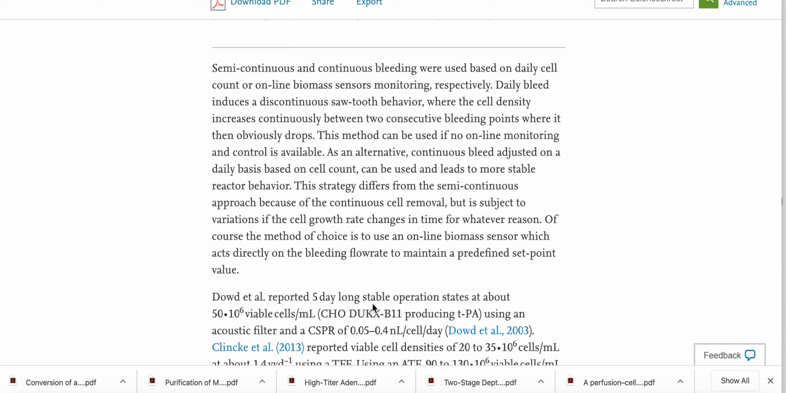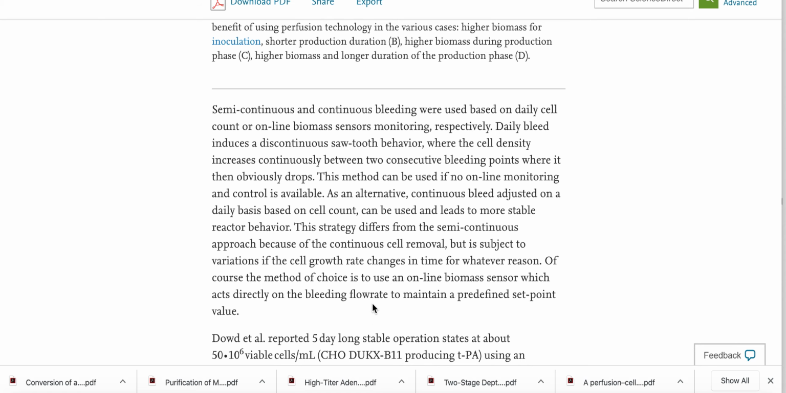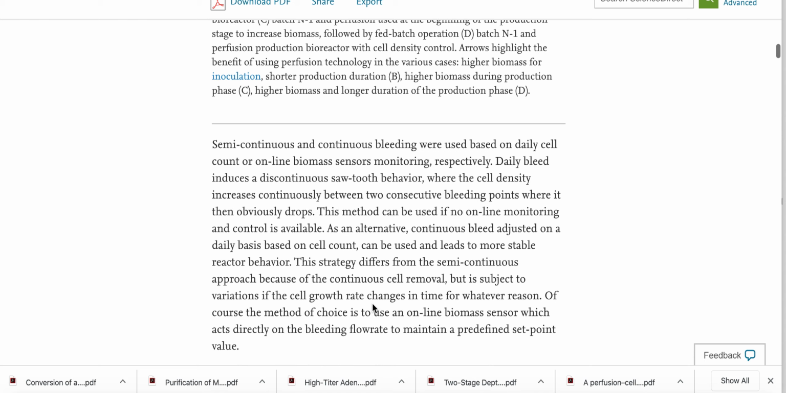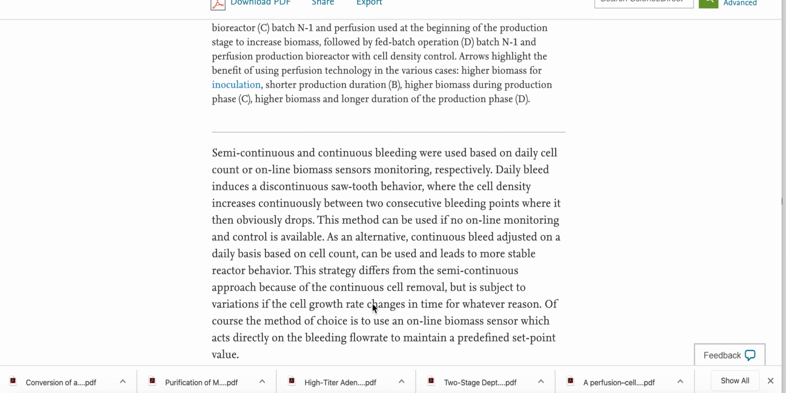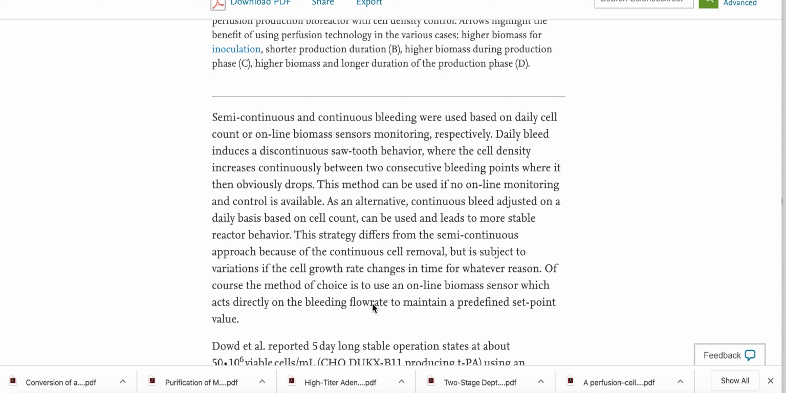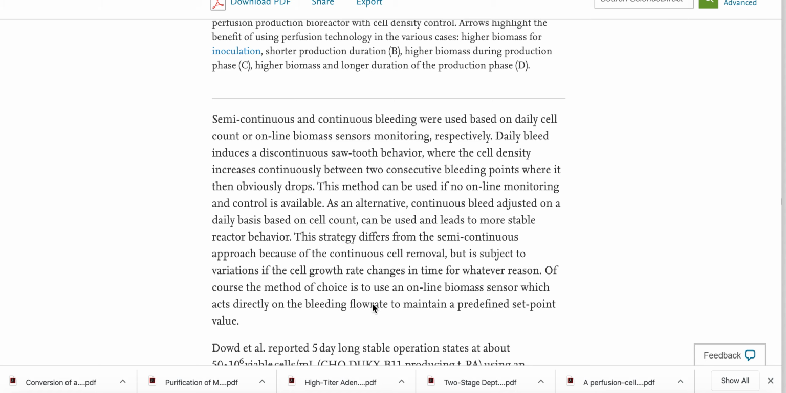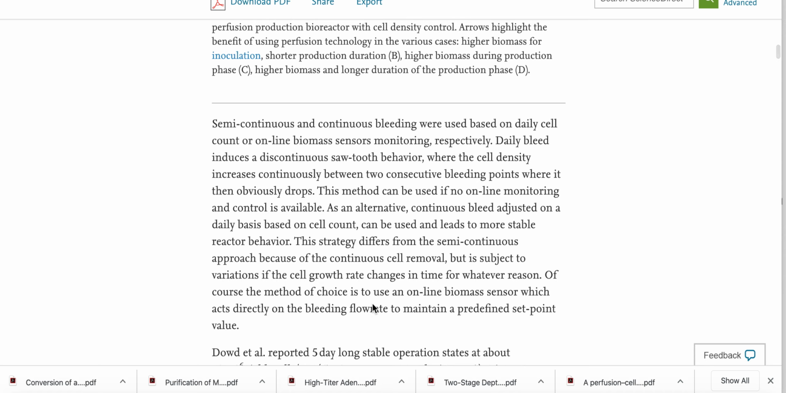Semi-continuous and continuous bleeding were used based on daily cell count or online biomass sensor monitoring, respectively. A daily bleed induces a discontinuous sawtooth behavior where the cell density increases continuously between two consecutive bleeding points, where it then obviously drops. This method can be used if no online monitoring and control is available. As an alternative, continuous bleed adjusted on a daily basis based on cell count can be used and leads to more stable reactor behavior. This strategy differs from the semi-continuous approach because of the continuous cell removal, but is subject to variation if the cell growth rate changes in time for whatever reason.